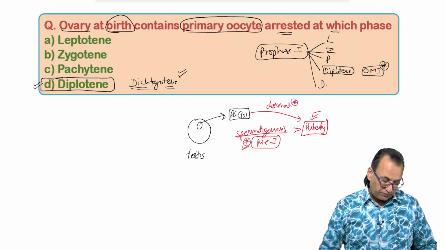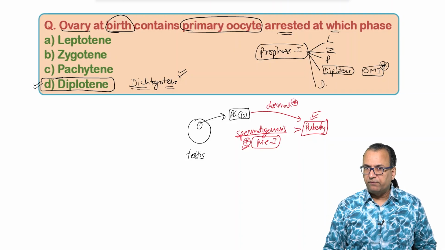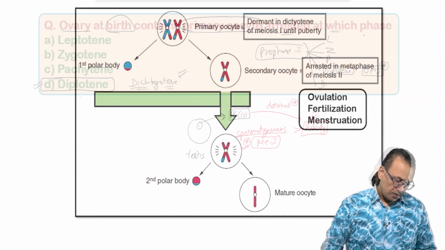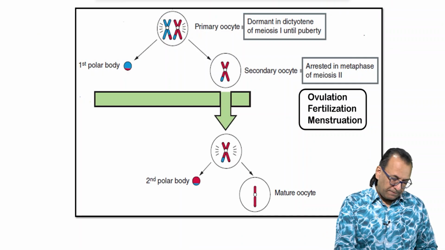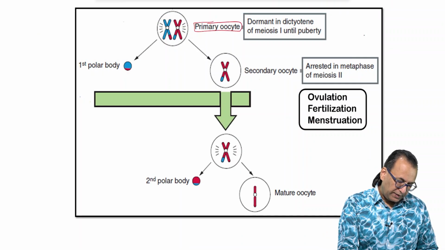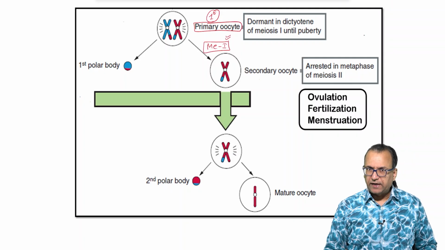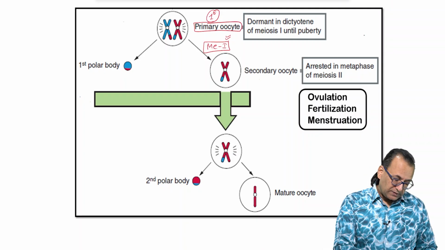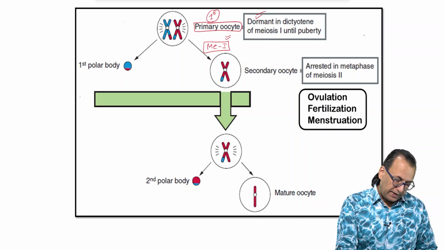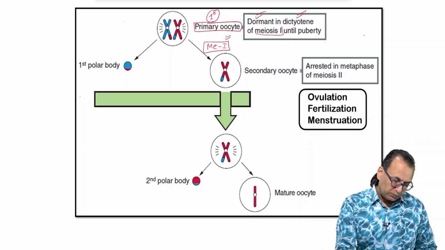Now let us look at one flow chart and gather some more information. Here, as we can see, we have the primary oocyte, meaning first degree, and it will undergo a first degree process, that is meiosis 1. So first degree primary and first meiosis 1, the primary oocyte enters meiosis 1. It has already entered meiosis 1, but it is dormant in the diplotene stage of meiosis 1 until puberty.